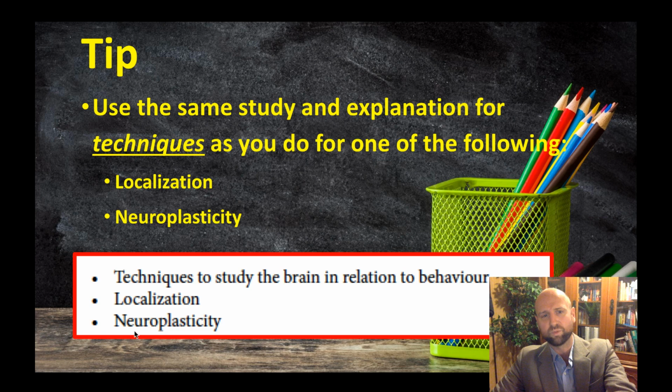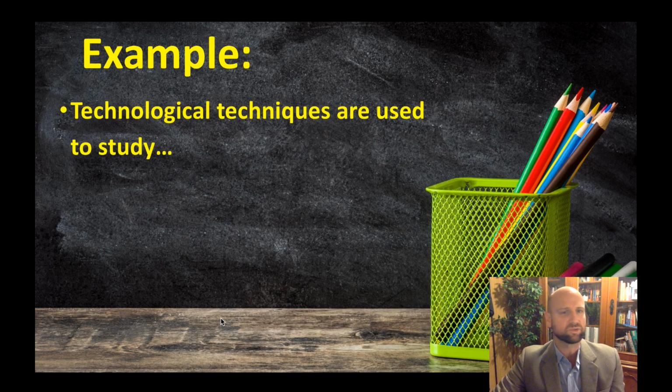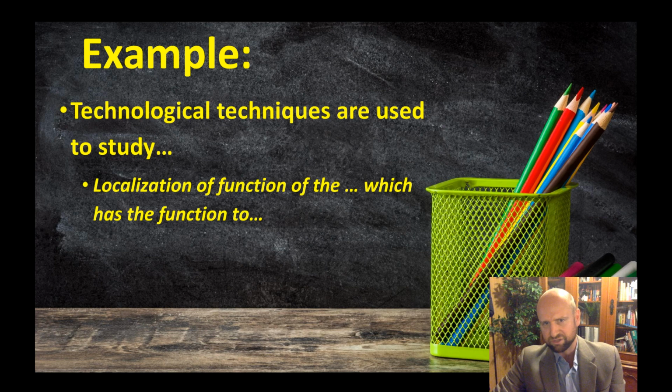So you're going to choose one of these, and that's going to form the basis of your explanation for a technique. How and why is it used? Well, it's used to study localization, or it's used to study neuroplasticity. For example, technological techniques are used to study localization of the ventromedial prefrontal cortex, which has the function to allow us to use system 2 processing when we are making decisions. That's an excellent example there, and you would talk about that.